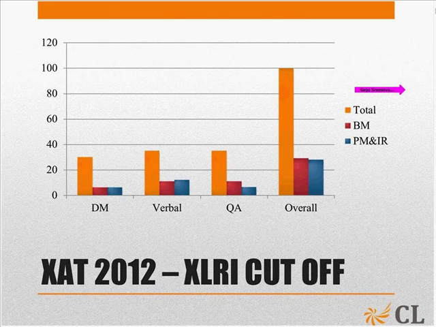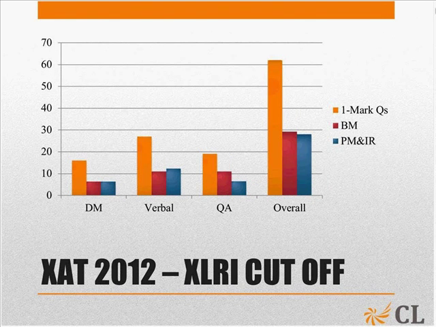I put one more graph here for your understanding. Here I've just taken the number of 1-mark questions. For example, in DM there are about 18 1-mark questions. Even if you look at the 1-mark questions, if you can attack about 50% of them, you should be able to clear the cutoff.